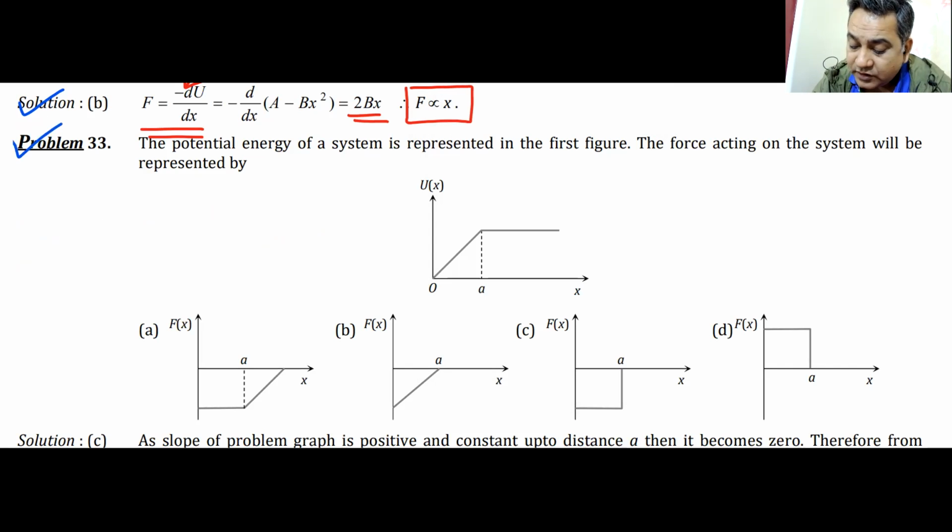Again, remember, you only get to read the problem once. Read the problem once, understand the important points, and then solve the question.